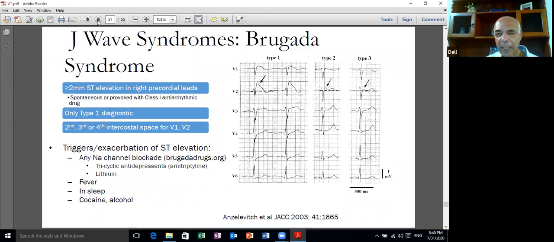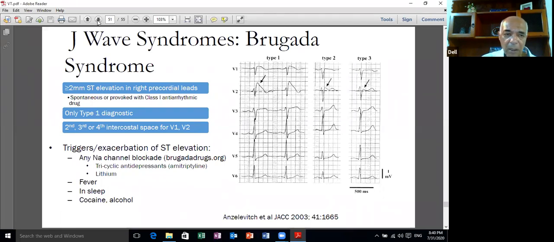Now type 2 and type 3 are saddle-shaped ST segment with elevation of the J point of 2 millimeters or more for type 2 and less than 2 millimeters in type 3. If you can change type 2 and type 3 into type 1 by either giving ajmaline or procainamide, or simply moving the electrodes from the 4th right intercostal space to the 3rd to the 2nd over the right ventricular outflow tract, if they change into type 1, you settle the diagnosis. So the diagnosis is essentially type 1 with symptoms.